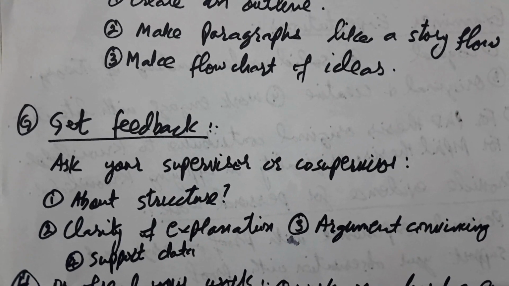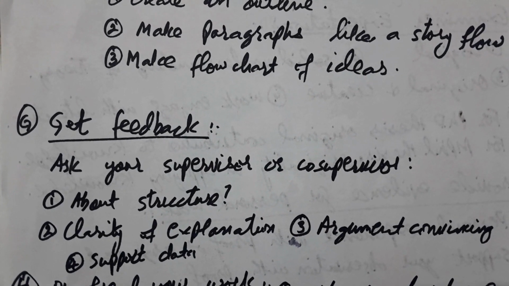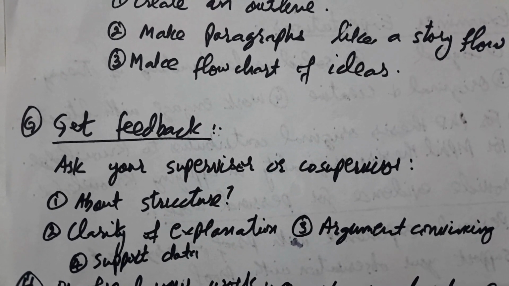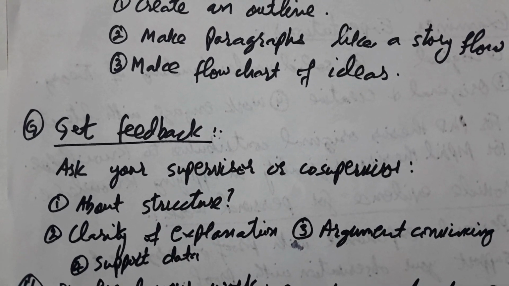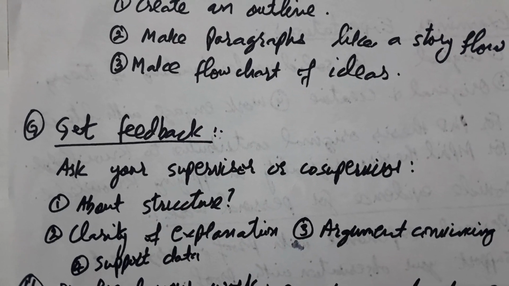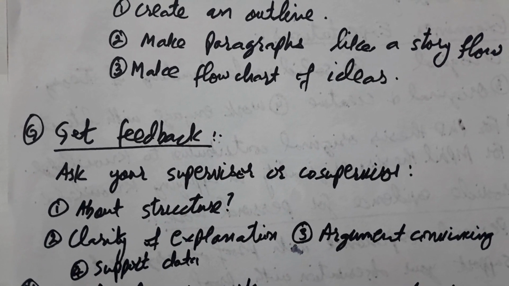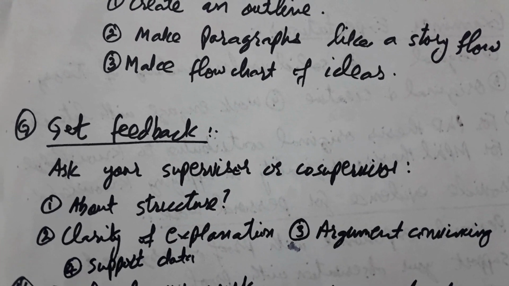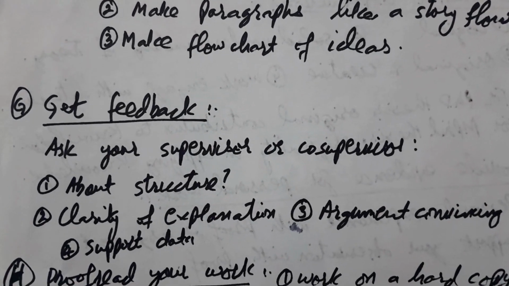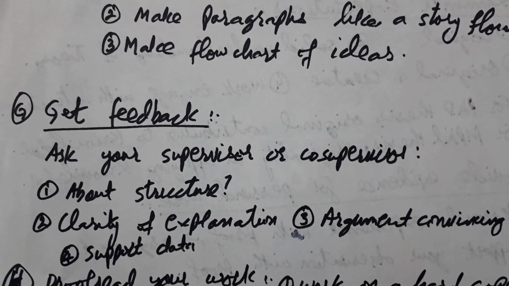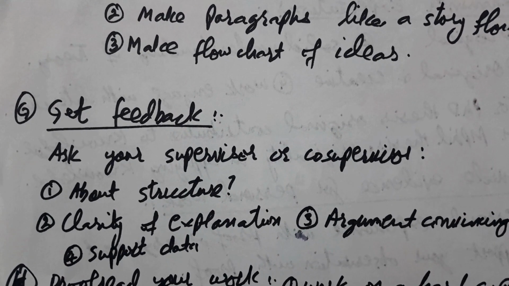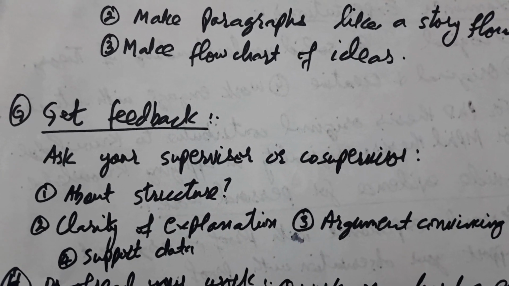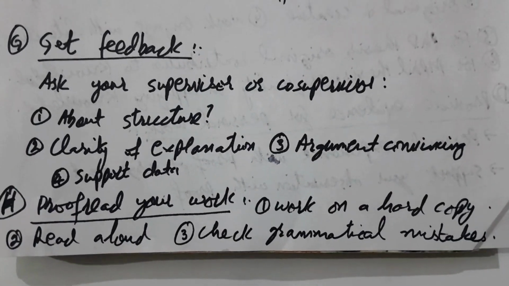Next, convincing arguments. The arguments you have written in your thesis should be convincing. If they are not convincing, the supervisor or co-supervisor will give you feedback, and you change it according to their feedback. Also, there should be some supporting data. If there are some graphs or some results, then supporting data should be available.